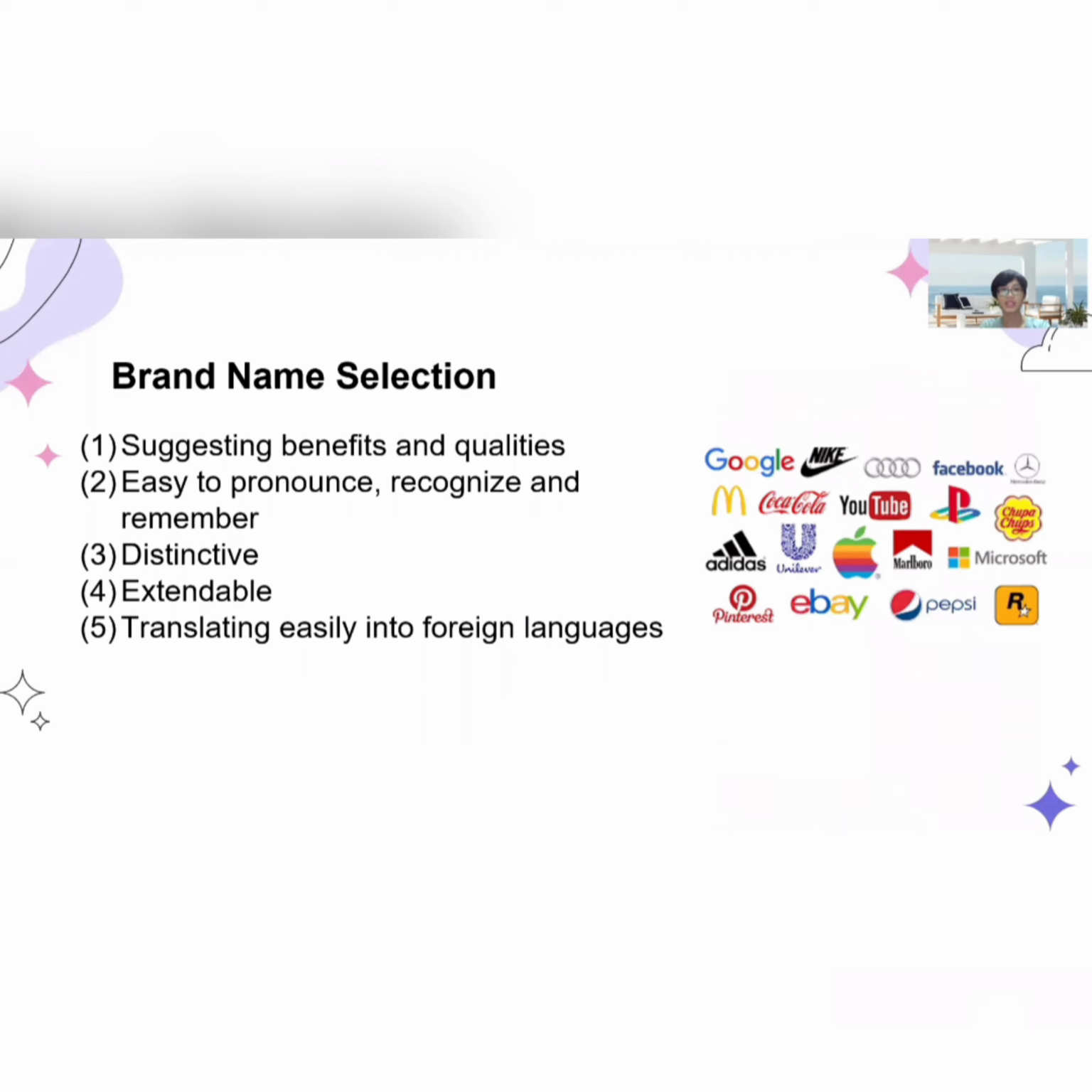Moving to brand name selection, a good name can add greatly to a brand's success, so desirable qualities for a brand name include the following. First, it should suggest something about the product benefits and qualities. Second, it should be easy to pronounce, recognize, and remember. The third, the brand name should be distinctive. Fourth, the brand name should be extendable. And the last one, it should translate easily into foreign languages.